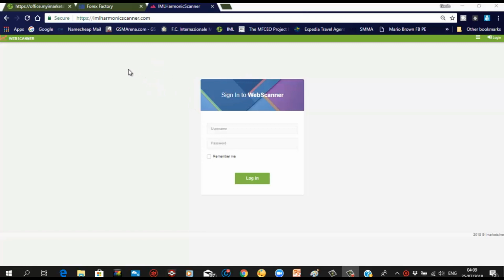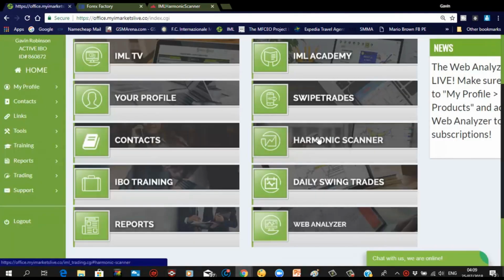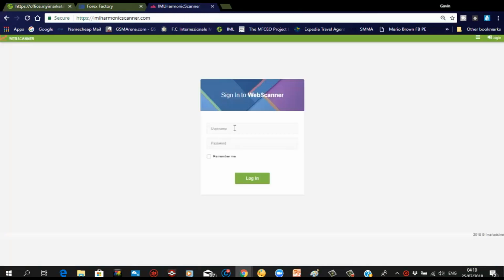You can access the web scanner by simply going to the URL as you can see here, imlharmonicscanner.com, or you can actually get it from your back office. Well, depending on the time you see this video, I think our back office is actually scheduled for update. But yeah, you can click on there and actually get it. Personally, I always go to the URL, and what you would do is enter the username and password that you enrolled with iMarketslive with.